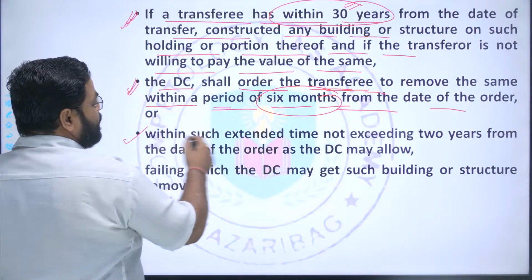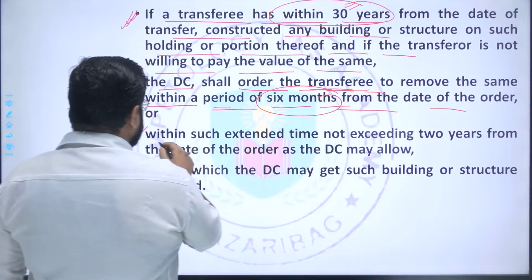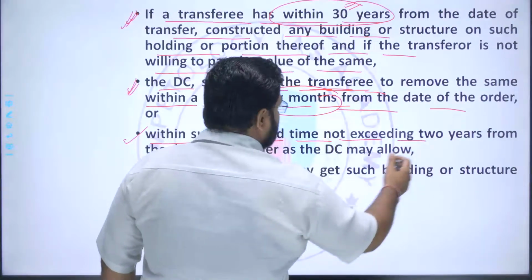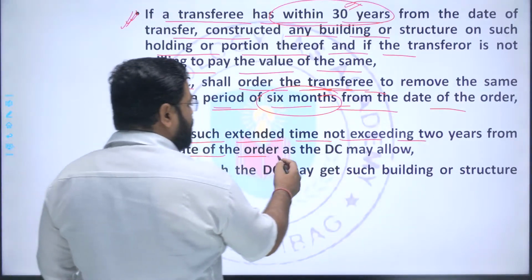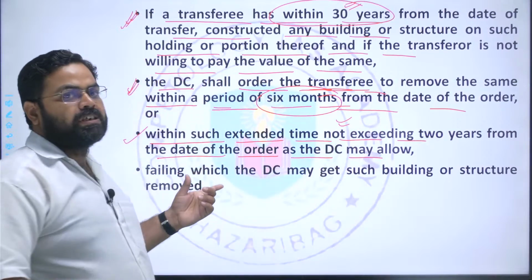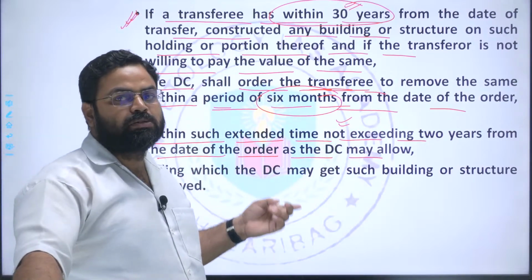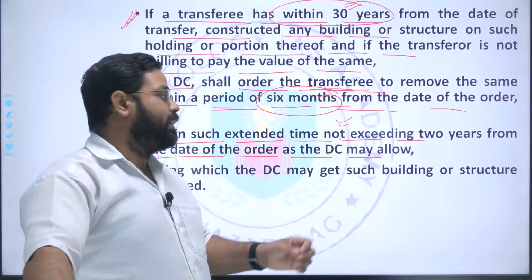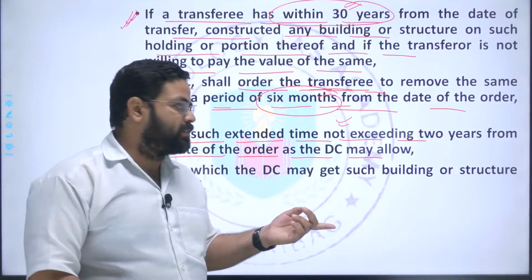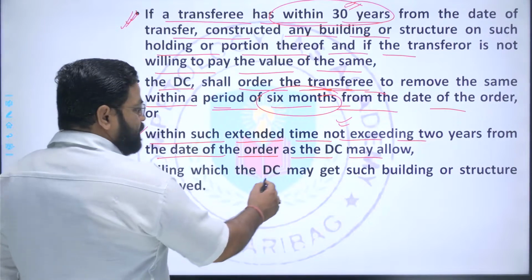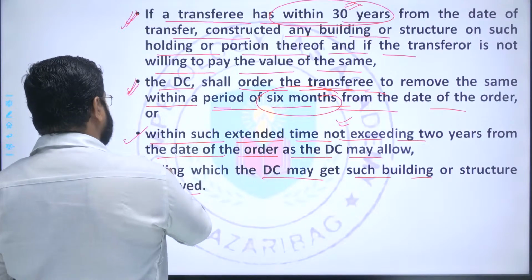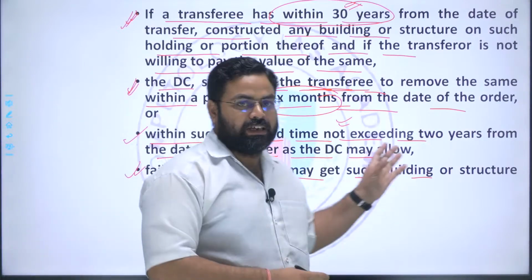And if the transferee is unable to remove it, then what will happen? Within such extended time not exceeding 2 years from the date of the order, as the DC may allow, an extended period of 2 years will be allowed to the transferee to remove the construction work. And even after that, if the transferee does not remove the construction work, then the DC may get such building or structure removed by himself. Then the government bulldozer will run, right?